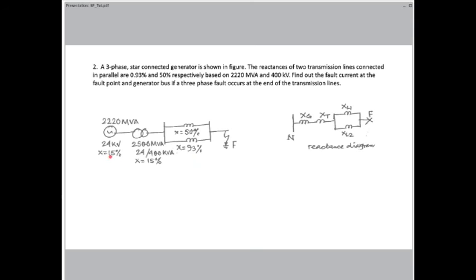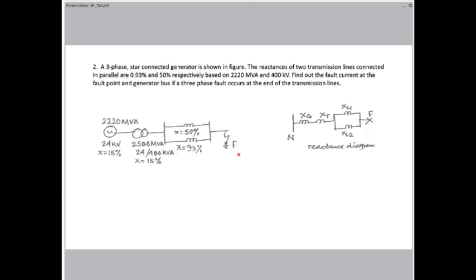Like this, the reactance of the generator is 15%, the reactance of the transformer is 15%, the reactance of the first line is 50%, the reactance of the second line is 93%, and then they are connected to a common bus and connecting the line to go somewhere.